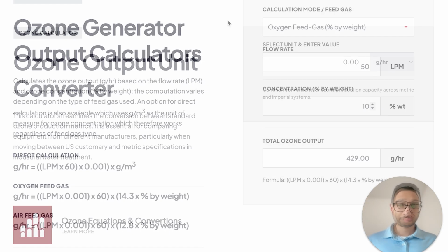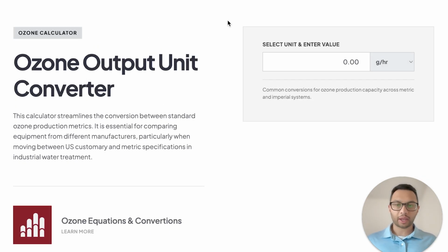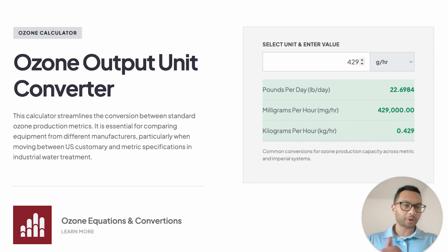Moving on to the third calculator that we have, this is the ozone output unit converter. A lot of times people are working with different types of units. As we said, units are extremely important. So if you're speaking to someone who's speaking in pounds per day and you have a gram per hour number, what would you do to calculate this? As an example, we've been using that number. We found out, hey, it's 429 grams per hour that's going to be needed, and you want to figure out how many pounds per day that is. You basically put your 429 grams per hour in, and the number right out there is pounds per day: 22.69 pounds per day that is being used or produced by the ozone generator.